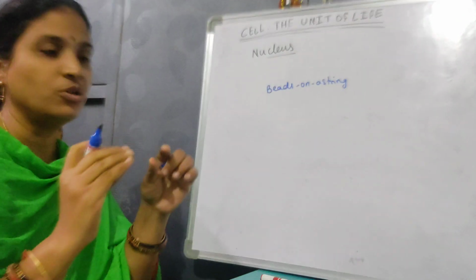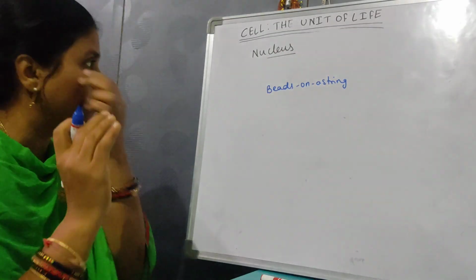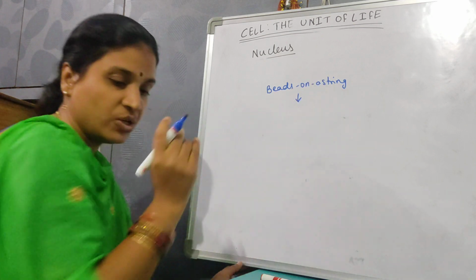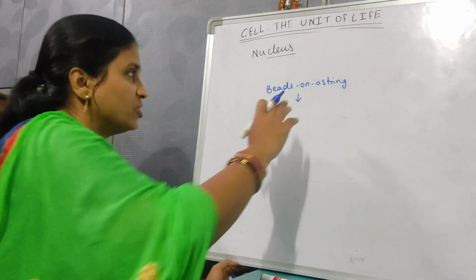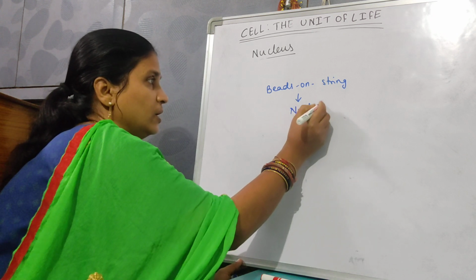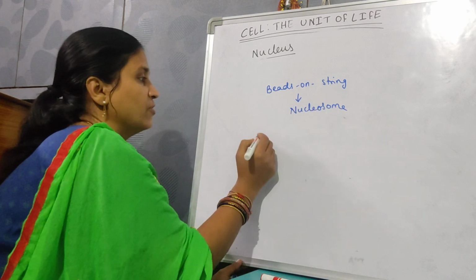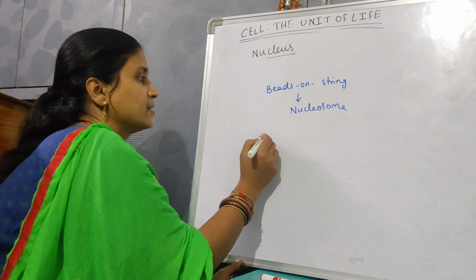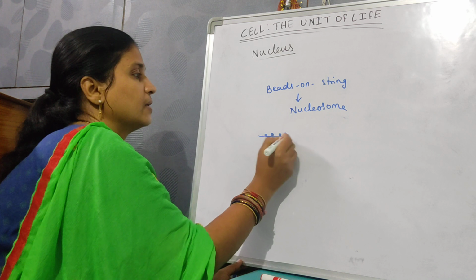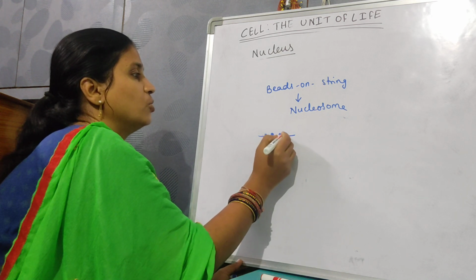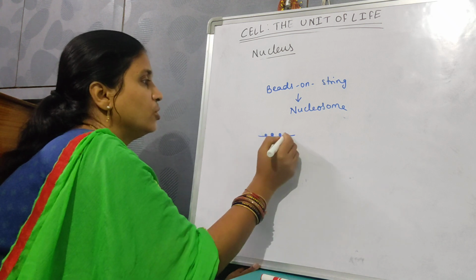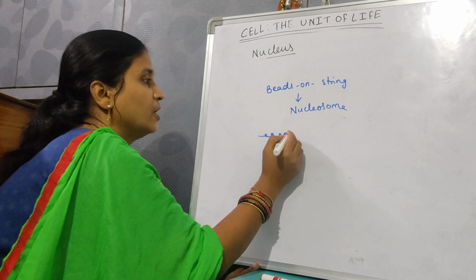Like the beads on a string, they are present. Such type of beads on a string is called a nucleosome. Like for example, like this. So these are the nucleosomes, beads on a string.